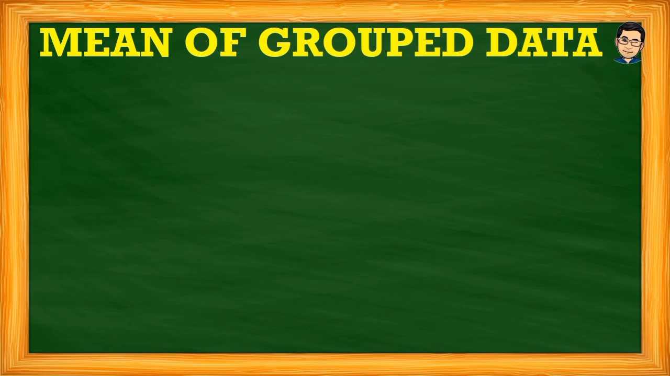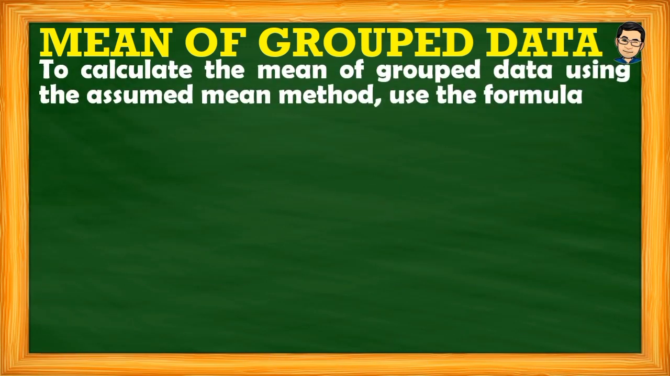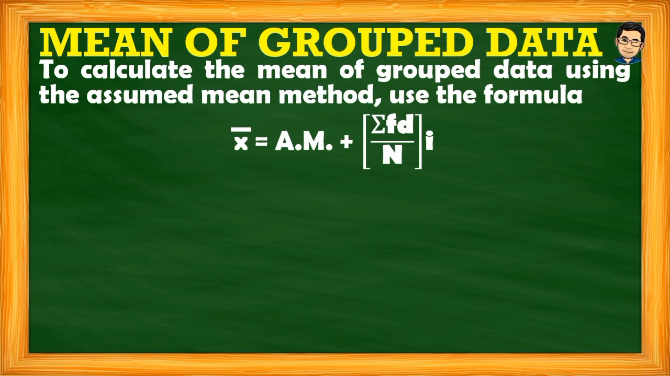So, we'll have the second method now, which is yung assumed mean. So, ito po yung formula for assumed mean. So, that is x bar. So, mean is equal to assumed mean plus the product of the interval and summation of the product of frequency and deviation all over n. Ayan. So, ipapaliwanag natin yung mga variables, yung mga letters na nakikita nyo dyan sa formula.